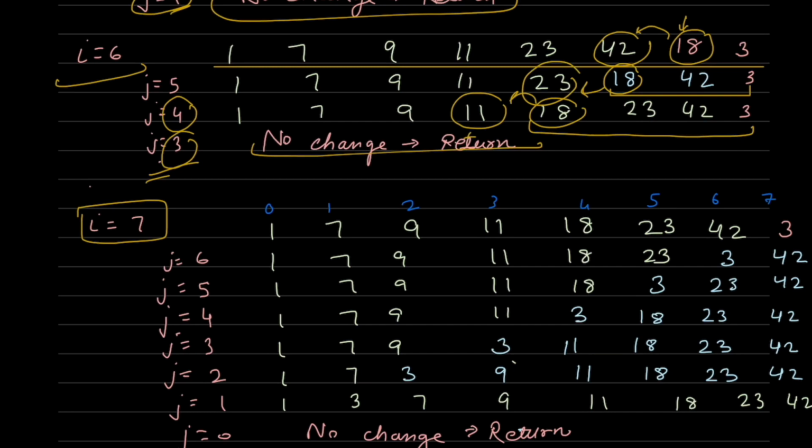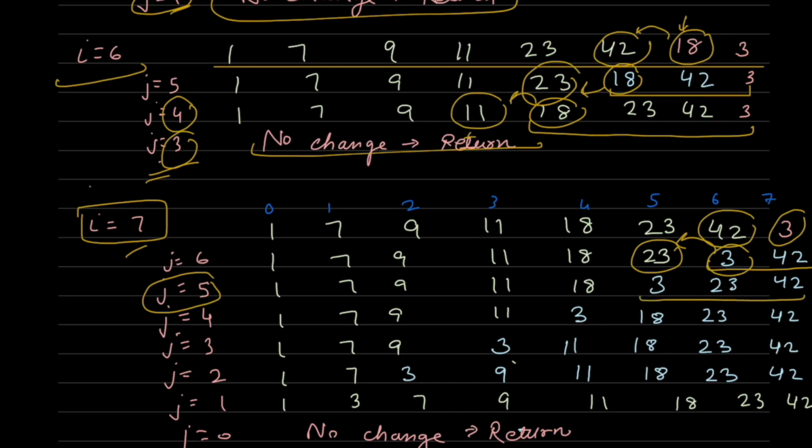Now the last iteration for i, which is 7, where we have reached the last element. We'll be comparing the last element with its previous element. So 3 is smaller than 42, so we swap it. For j equals 5, we compare 3 with its previous element, which is 23. Again it's smaller, we swap.